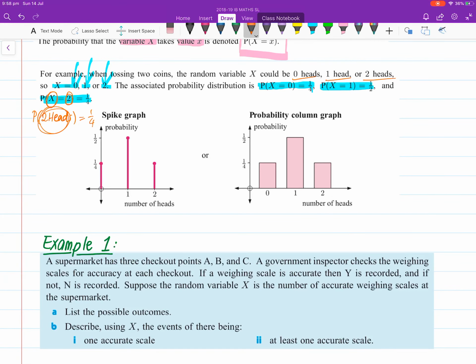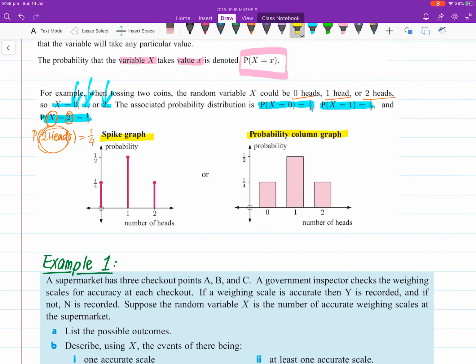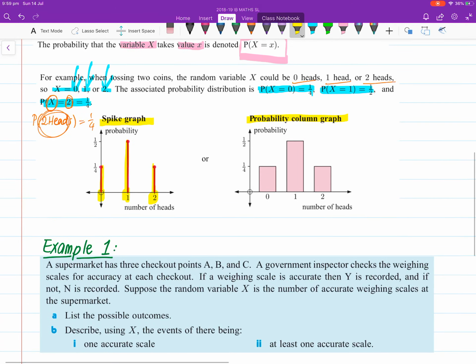Two other ways of expressing the range of your probabilities, or the probability distribution, is through these types of graphs. So there's a spike graph and a probability column graph. Spike graph just looks like this. You can see for 0 heads, you have a 1/4 chance. Getting 1 head has a half chance, or probability, sorry, same thing. And 2 heads is 1/4. So you can kind of just see the spread.